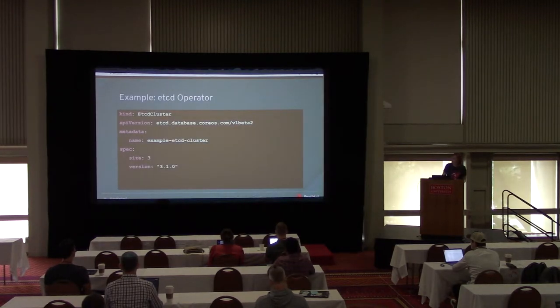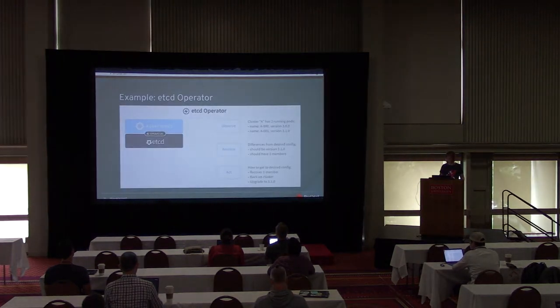So here's an example of what our etcd cluster custom resource would look like. We're telling it that we want to have a size of 3 and a version of 3.1.0. Like we already talked about this before, so I don't want to go into too much detail, but here's that observe, analyze, and act loop that's going on here. So here's an example of what that might look like.